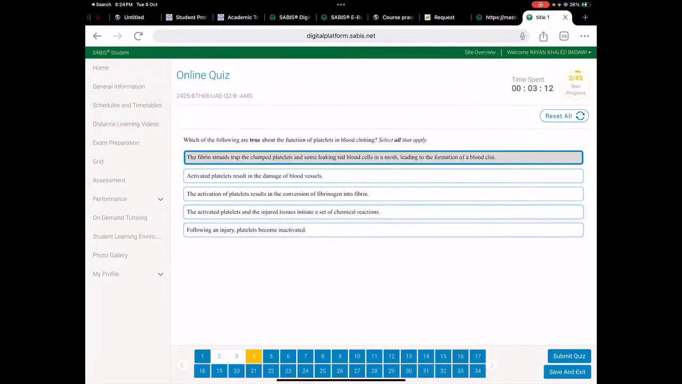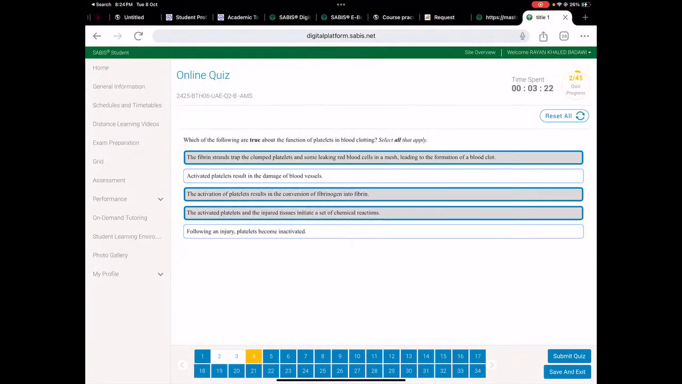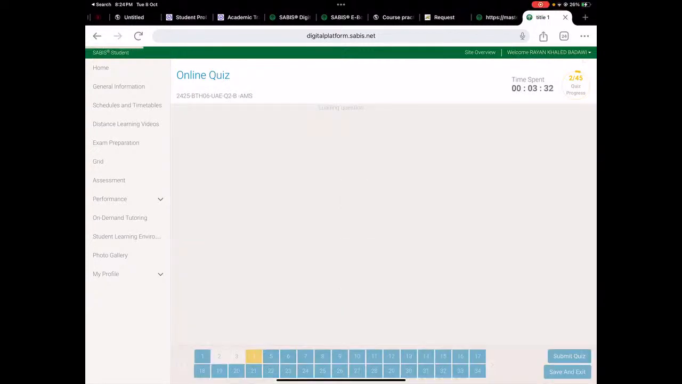Okay, so the activated platelets, exactly, they initiate a set of chemical reactions. After they set the chemical reactions, what happens? This leads to the conversion of fibrinogen to fibrin. Fibrin is insoluble, fibrinogen is soluble. That's why we have to change it to the insoluble form, and that's why they clump into each other, forming a blood clot.